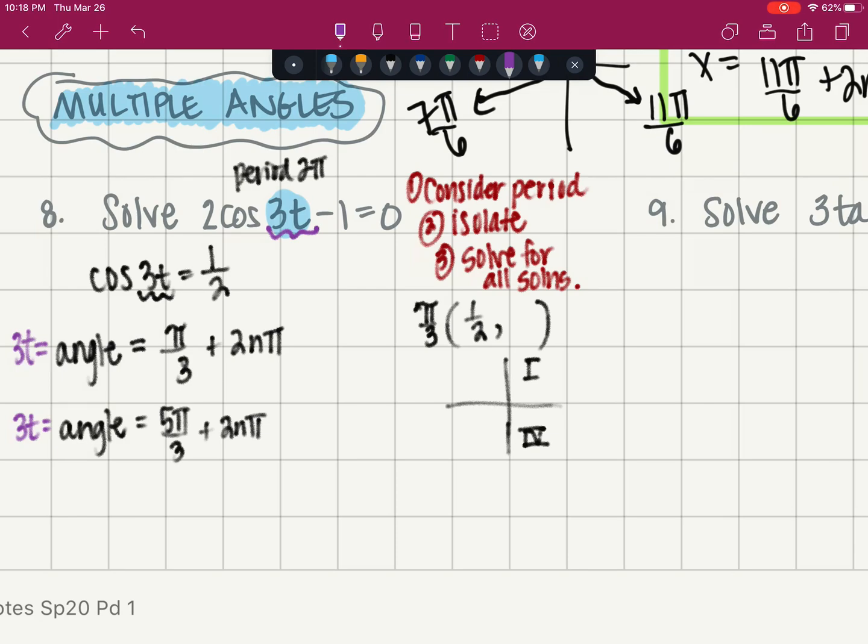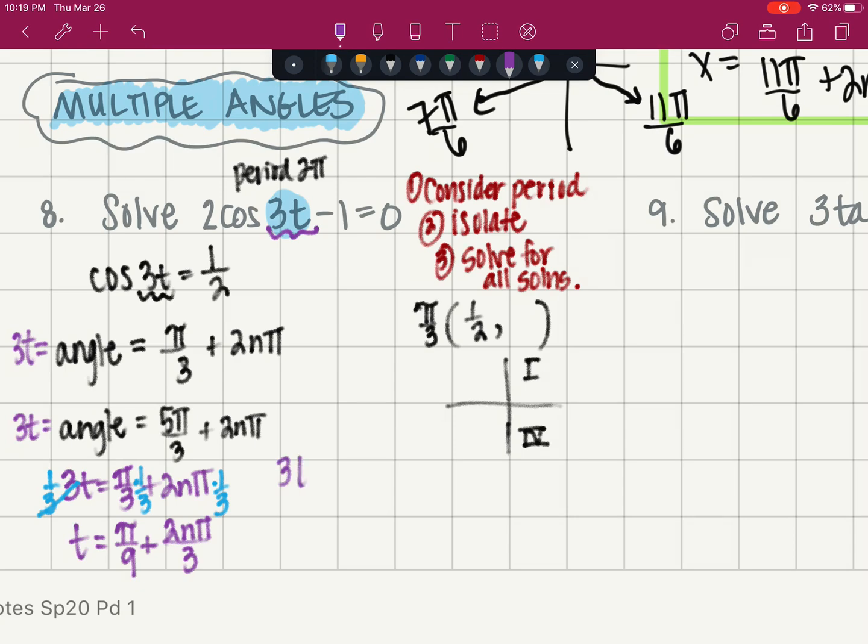Well, when we have that, I'm going to rewrite it here. 3t equals pi over 3 plus 2n pi. I don't want to solve for 3t. I want to solve for 1t. So just like any other equation that you solve for, you're going to multiply by 1/3, multiply by 1/3, multiply by 1/3. The reason we're multiplying by 1/3 is because 1/3 times 3 is 1. So that's going to leave us t equals pi over 9 plus 2n pi over 3. That's one of our answers.